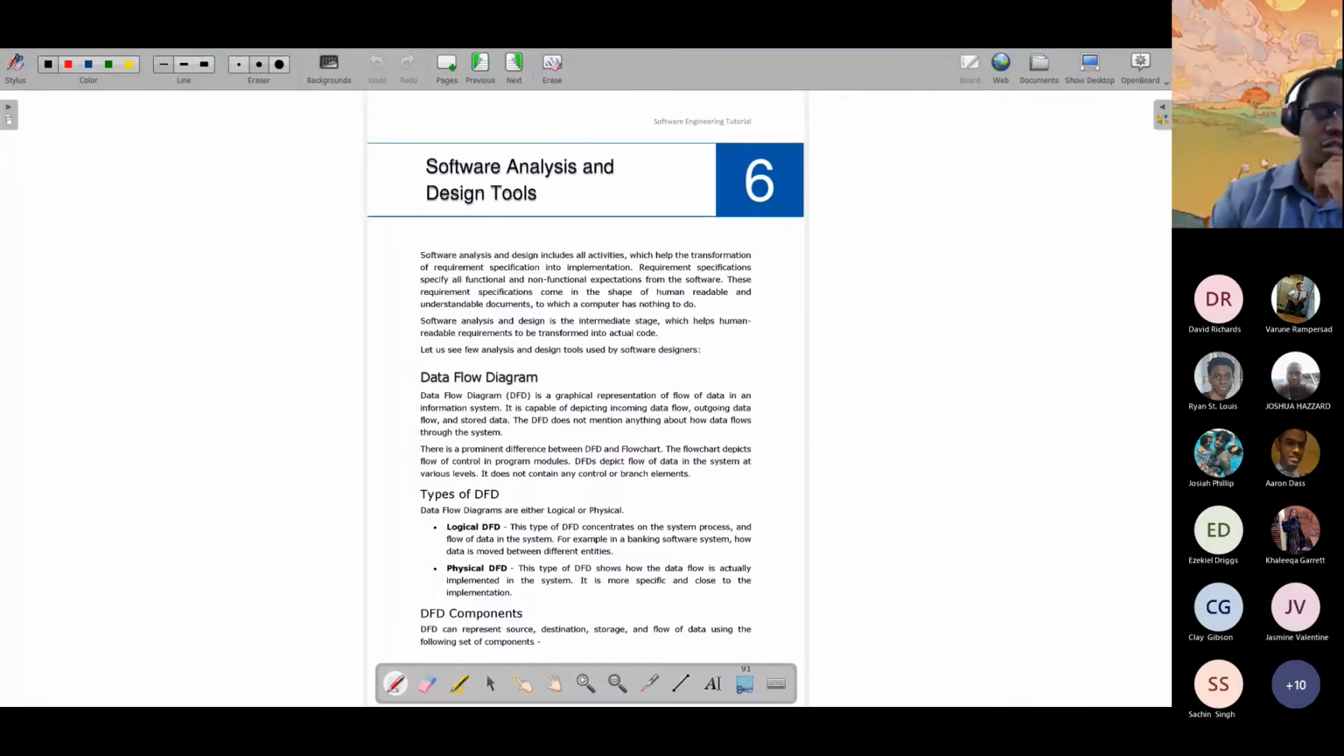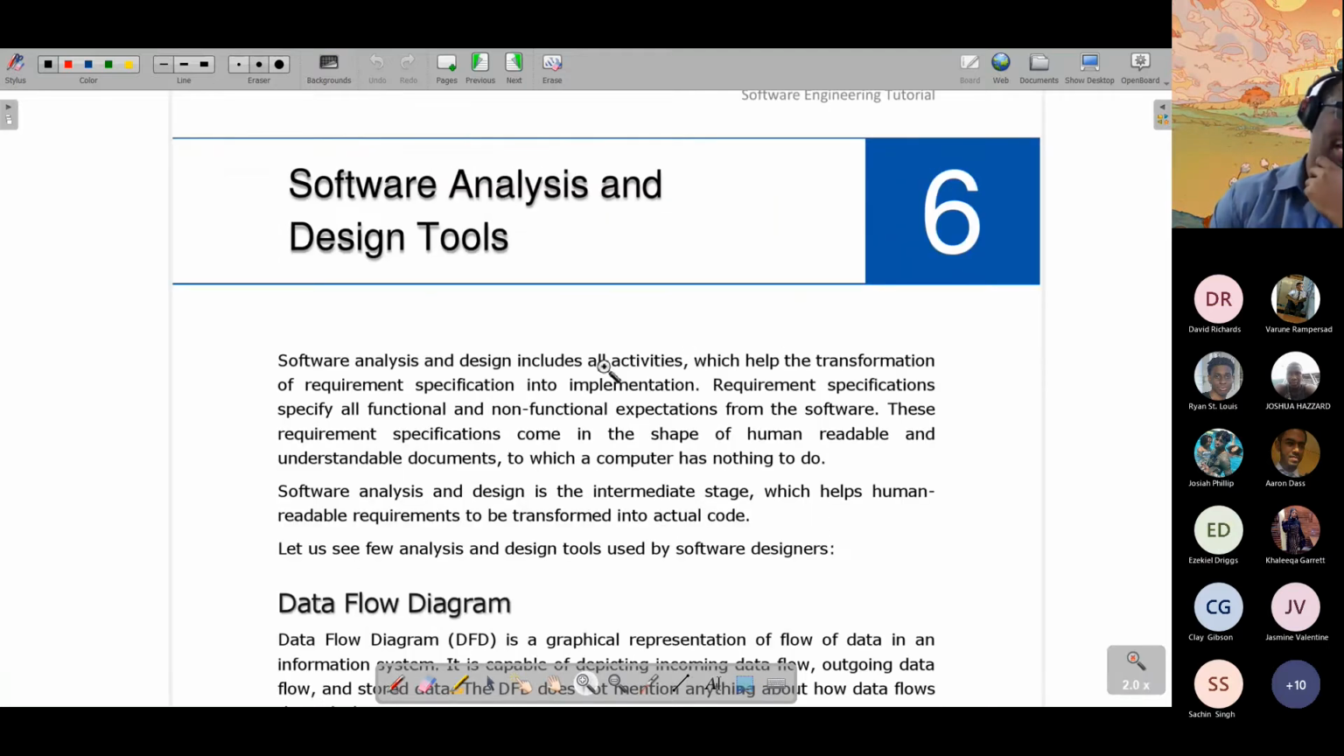Okay. So we're on. We want to discuss some of the software analysis and design tools that we'll be looking at. The two major tools that we will have to work with or speak about are essentially the data flow diagram and the entity relationship diagram.